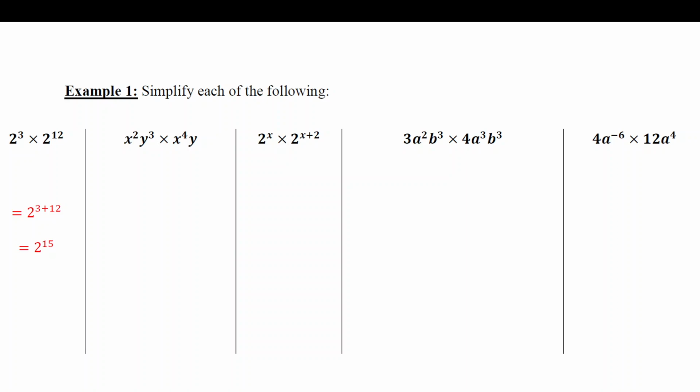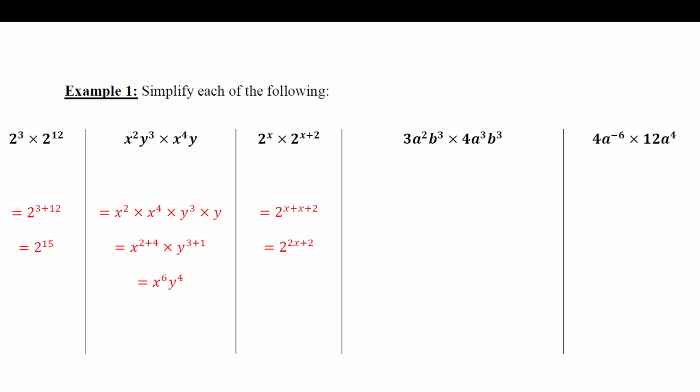We could also do the same with our x's and y's. Make sure we group them first. So x to the power of 2 times x to the power of 4, and y to the power of 3 and y to the power of 1. This will give us a total of x to the power of 6, y to the power of 4. We can also do the same thing here. So this is just x plus x plus 2, which gives us 2x plus 2.